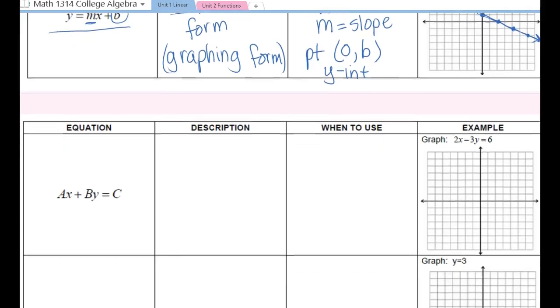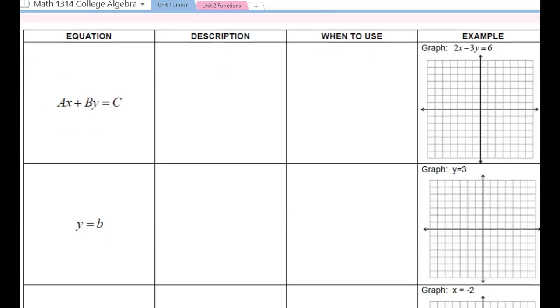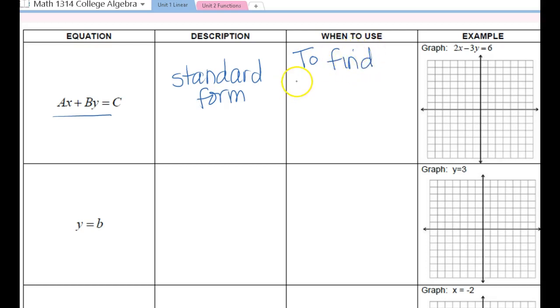Moving right along, on the next page of your notes, we can see that we have an equation in standard form. I actually like this one because it'll tell you both the x-intercepts and y-intercepts. So this is really good to use to find intercepts, and I'm going to show you that in just a second.